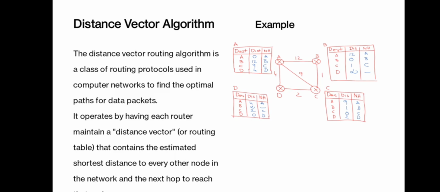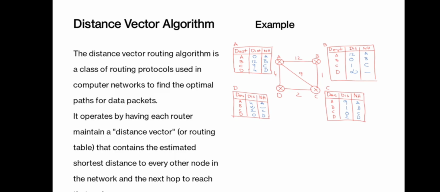Means in that example there are four routers A, B, C, D. A's neighbor routers are B, D and C. And routers share their distance vector with directly connected routers and each router updates its table based on information from neighbors, aiming to minimize the cost, and this process continues until all routers have an optimal path.